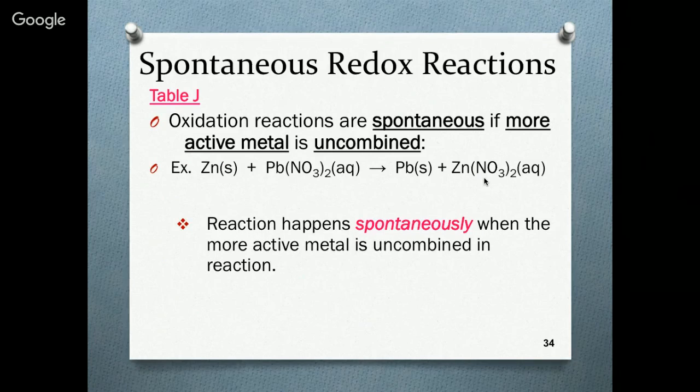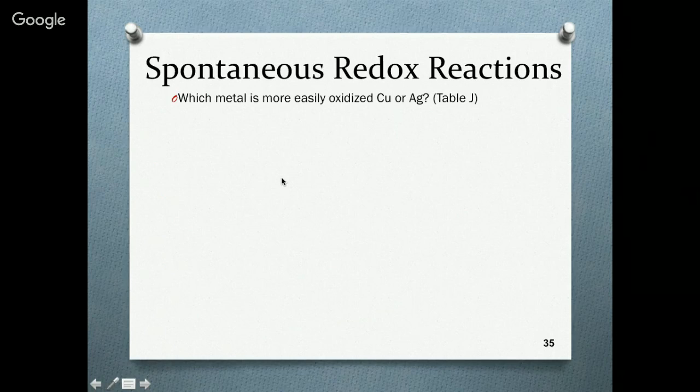As far as spontaneous, a reaction will be spontaneous if the more active metal is uncombined. If we look at the equation below, zinc is being added to lead nitrate. The one that's by itself, the uncombined one, is zinc. If the uncombined one is higher up on table J, the reaction will proceed spontaneously. Spontaneous means it goes on its own. So you find zinc and you find lead. If zinc is higher up than lead, then the reaction can happen.